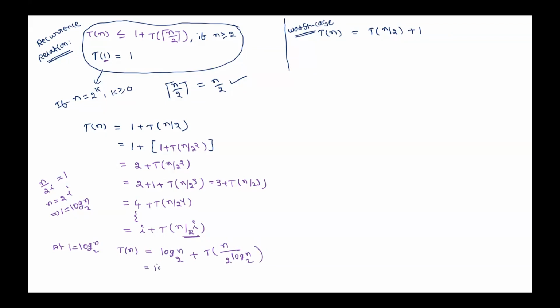It is log n base 2 plus T of, what is this value? T of 1. What is T of 1? Which is given to us? It is 1. So it is 1 plus log n base 2, we can write. But here we have less than or equal to, so based on that, we can simply say that T of n is less than or equal to 1 plus log n base 2.